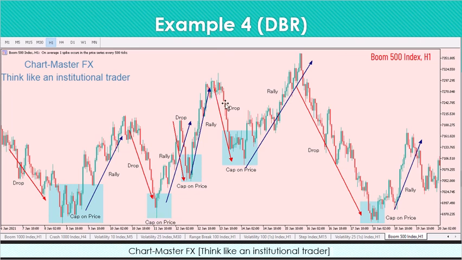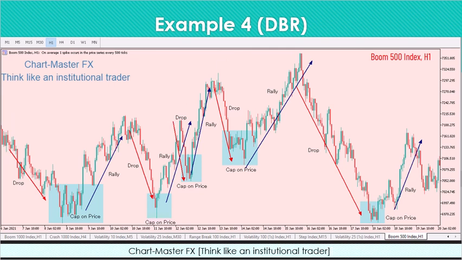So here with the DBR. On this example, we have a drop in price, and you identify your higher high and your lower low, you draw your cap on price, and the market did a DBR. Another example here, we had a drop in price, you identify your lower low, you identify your higher high, you draw your cap on price, and we finally had a drop, base, rally. So guys, these are the examples of the continuous entries and the reversal entries.